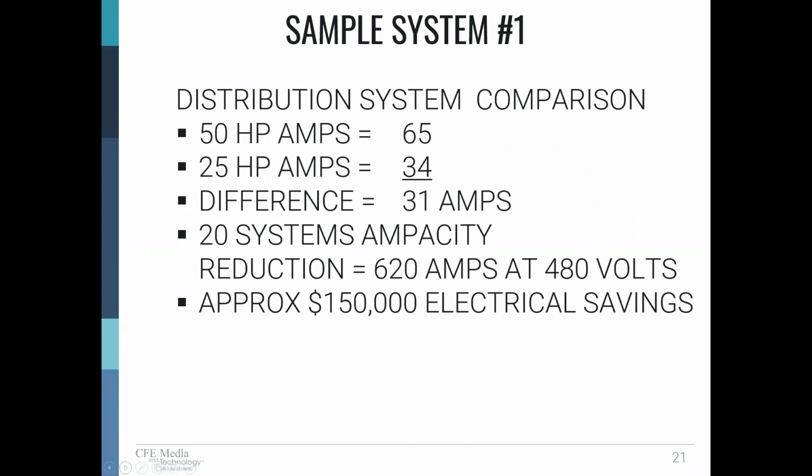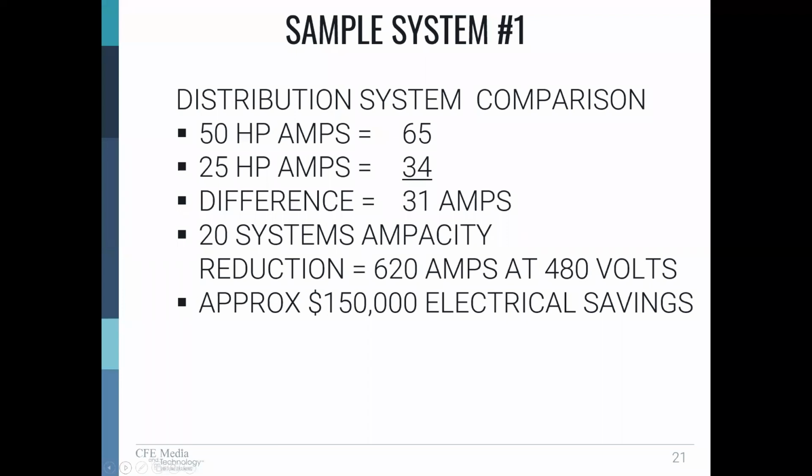The reason is the electrical system is designed based on full load ampacity. We don't make any reductions for reduced operating ampacity if VFDs are utilized. And so the electrical system is designed based on those full load ampacities. And if you reduce 20 fans at 31 amps apiece, you have a reduction of system ampacity of 620 amps at 480 volts.